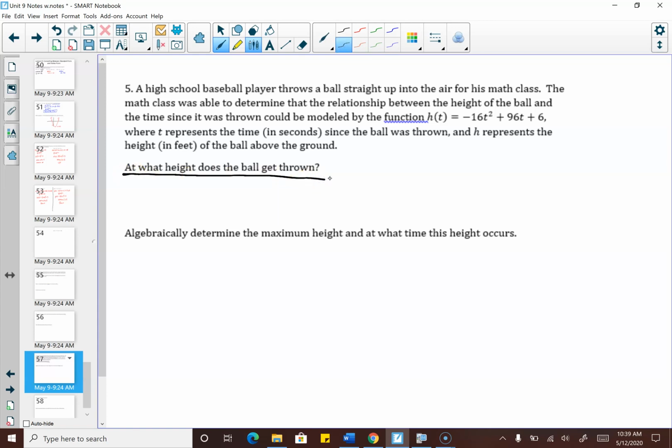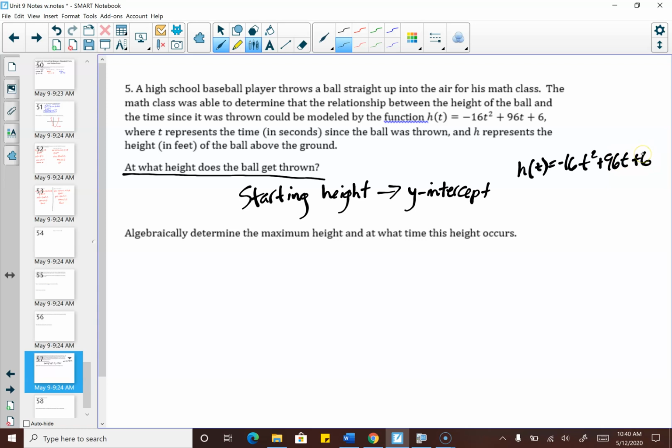Okay, so when you talk about what height does the ball get thrown, that is your starting height. And if you remember back from earlier in the year, anytime we talk about starting something, that is always our y-intercept. Okay, so if we look at our equation here, negative 16t squared plus 96t plus 6, our y-intercept is always that constant that's by itself at the end. So what was the starting height? The starting height was 6 feet, all right, because we're plus 6 at the end of our equation, all right? So that y-intercept, always synonymous with starting, and is always the constant part of our function.